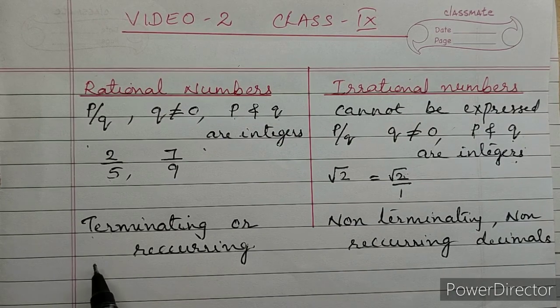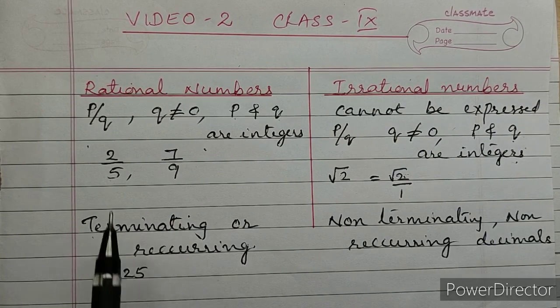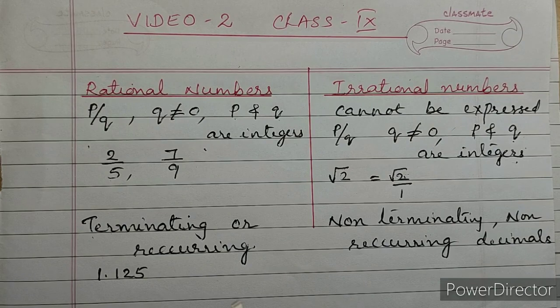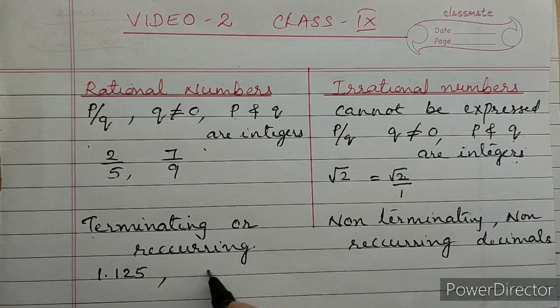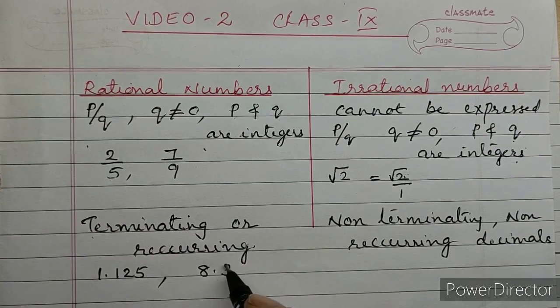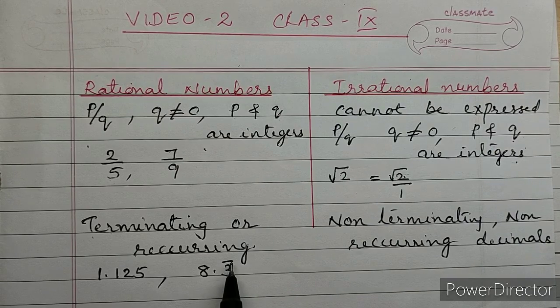Example you can write, terminating means I told you it will stop. So for example 1.125. It is stopping, after that it is not continuing, so that is terminating. So it is an example for rational numbers. Now recurring, 8.3 bar. I told you this bar, 8.3333 etc., that you can simplify and write it as 8.3 bar in short form.